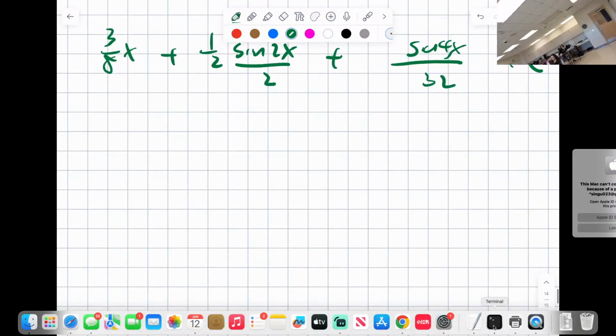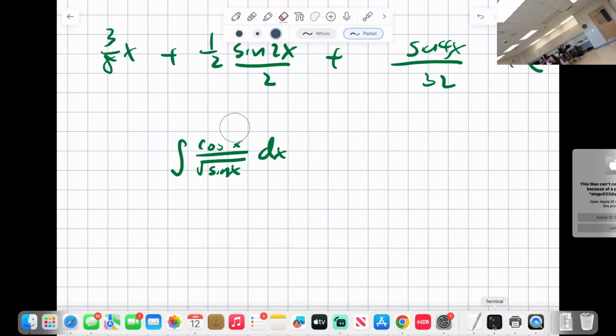So let me give you another one that you can practice. This one goes back to the Pythagorean identity. I want to see if you know how to do this one, and you're going to figure it out on your own. Cosine cubed, yes. Let me rewrite that again.